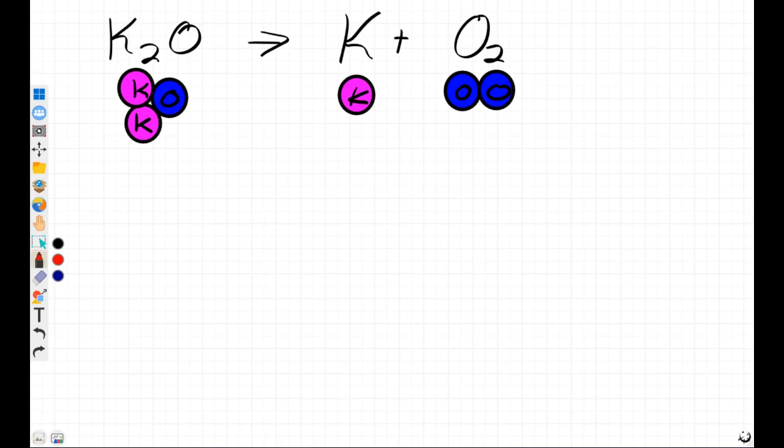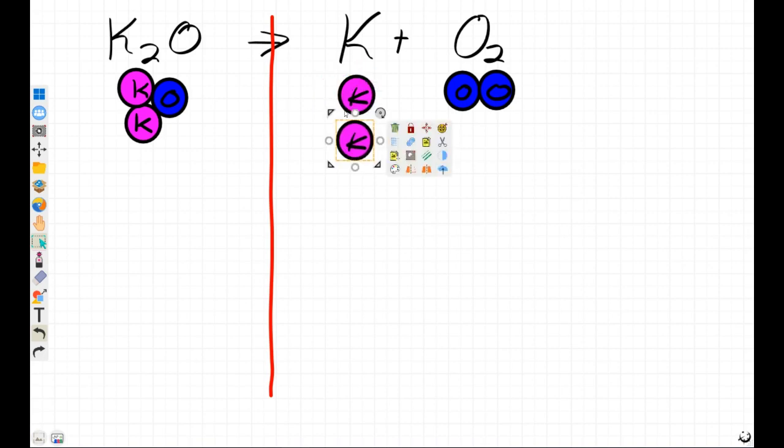Another example, K2O, also known as potassium oxide, breaks down into K plus O2, potassium and oxygen. I'm just going to separate the two sides right there, and then I'm going to look at the number of elements on both sides. So on the left side, we have 2 Ks, which I'll start off with, balancing, and on the right side, I only have a single K. So I'm going to have to create an extra one of those Ks. So now we have 2 Ks on the right side and 2 Ks on the left.